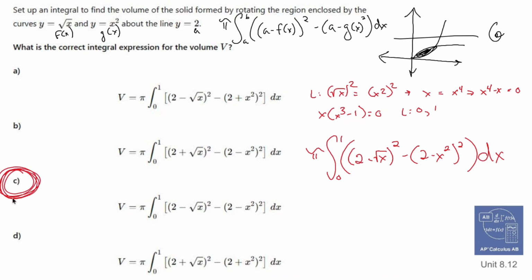C. Oh, I hate it. I hate it. Wait till the next one where we actually do the problem.